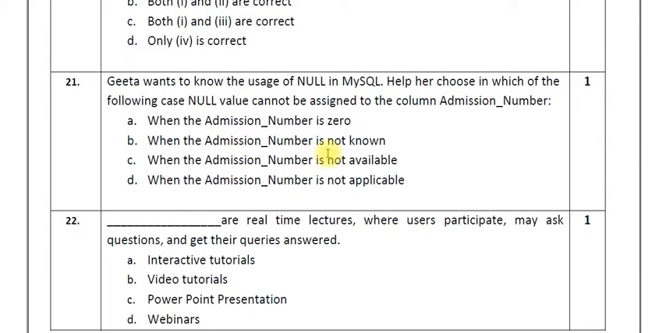When the admission number is not known, not available, or not applicable. First of all, admission number has to be applicable. It may not be available, it may not be known. If the value is 0, if you start something with a 0, then also it can be done, but not applicable. Usually, in some cases, not applicable does not mean there cannot be. If a student is being admitted to a school, then there will be an admission number. That is not a correct answer in that case.